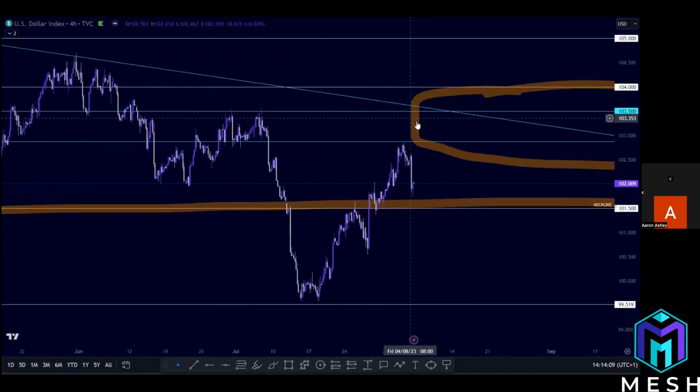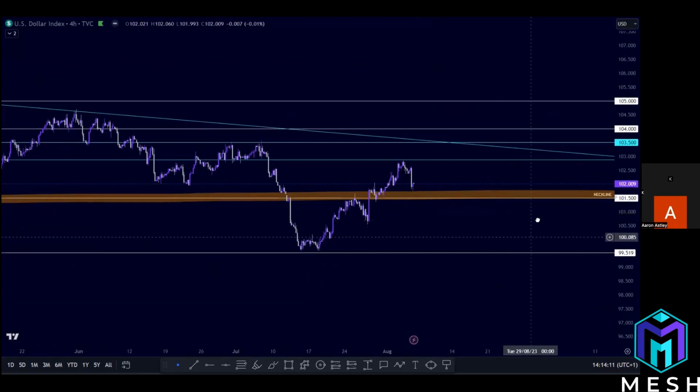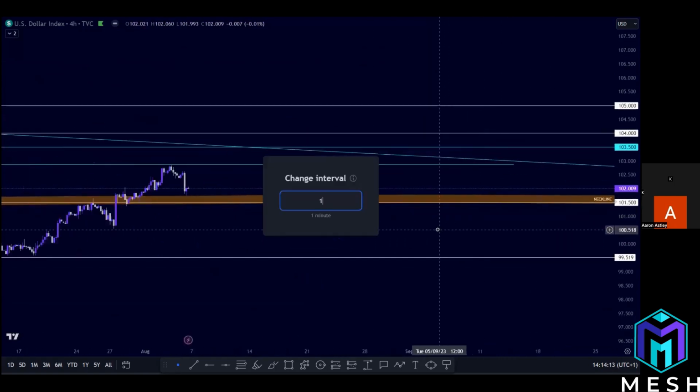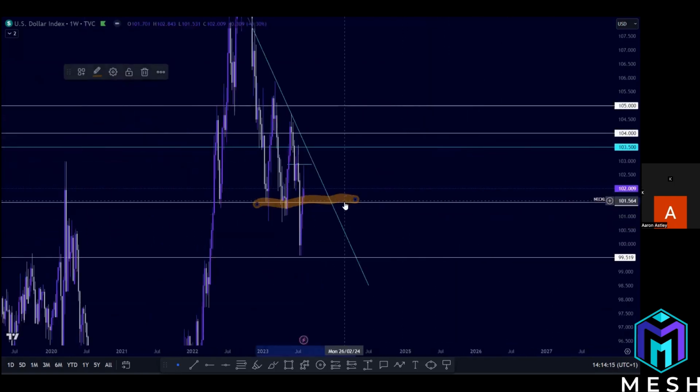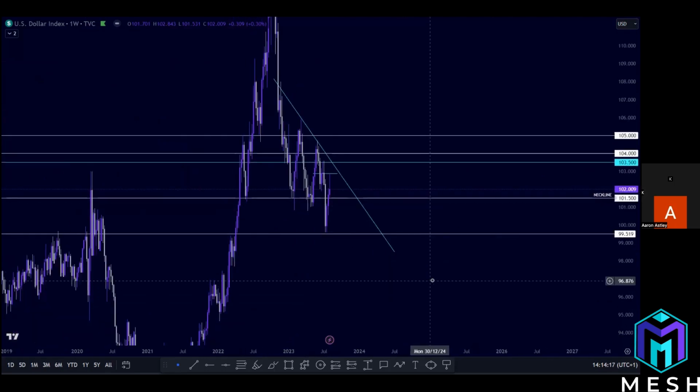Looking at the descending triangle, it looks like it's still playing out. Yeah, it does. Yeah, that's the outlook on the DXY for this week.